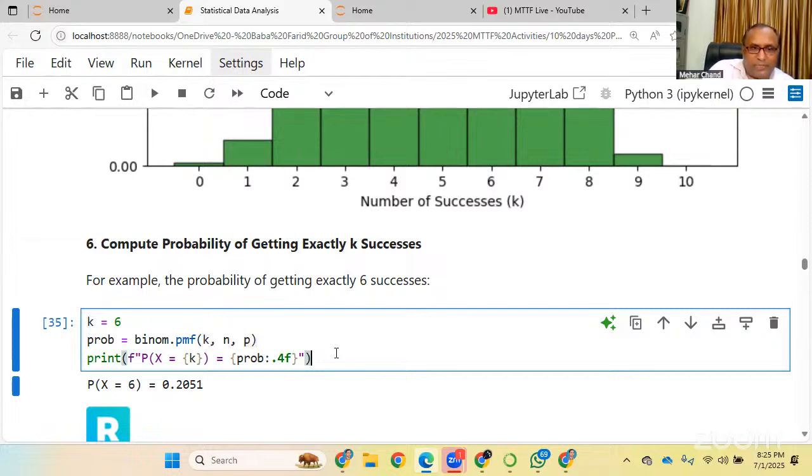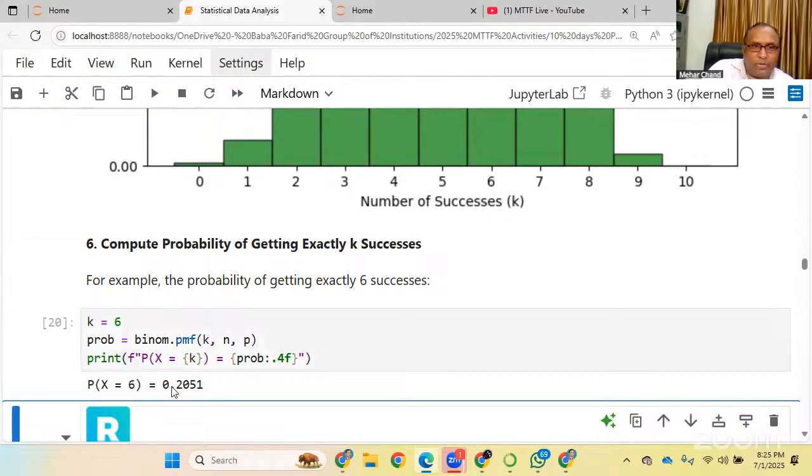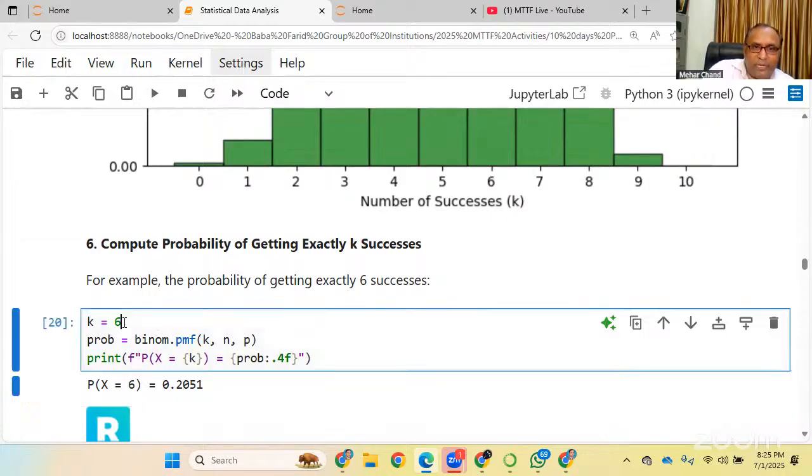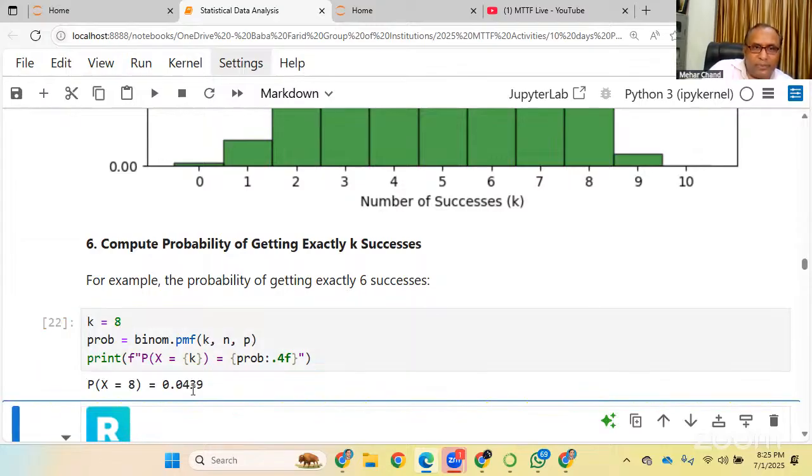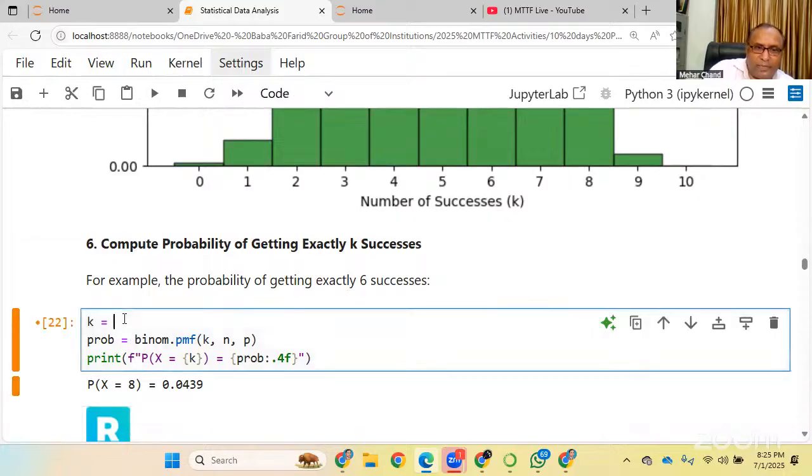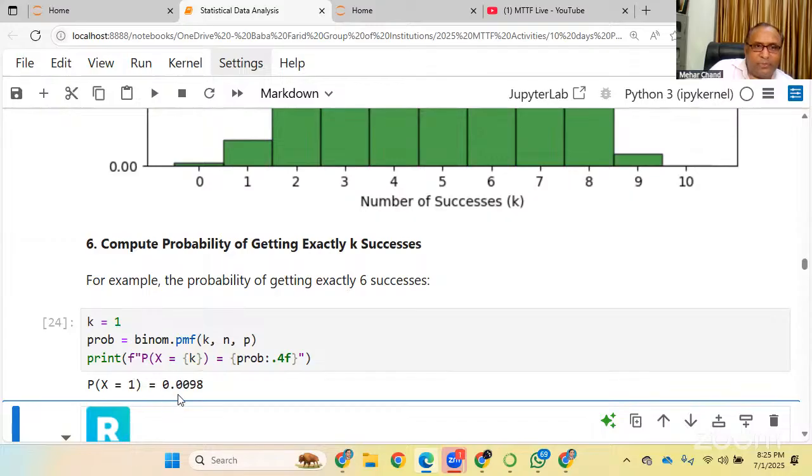And when you execute, for the exact case of 6 successes, we have this value. If you have 8, then you have this probability when x is equal to 8. If you take k equal to 1 success, we have 0.0098. So by using this, we can easily calculate the exact success value.